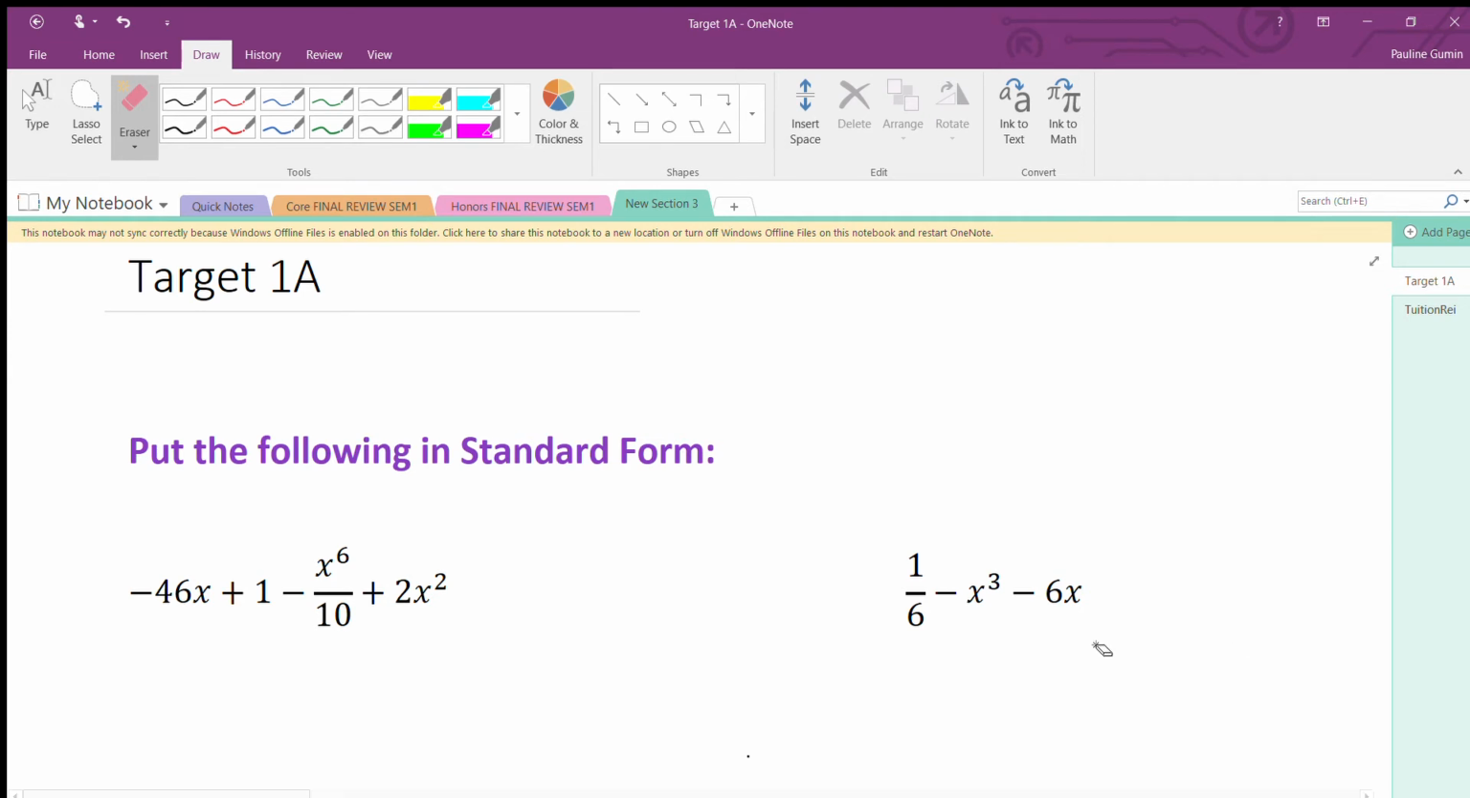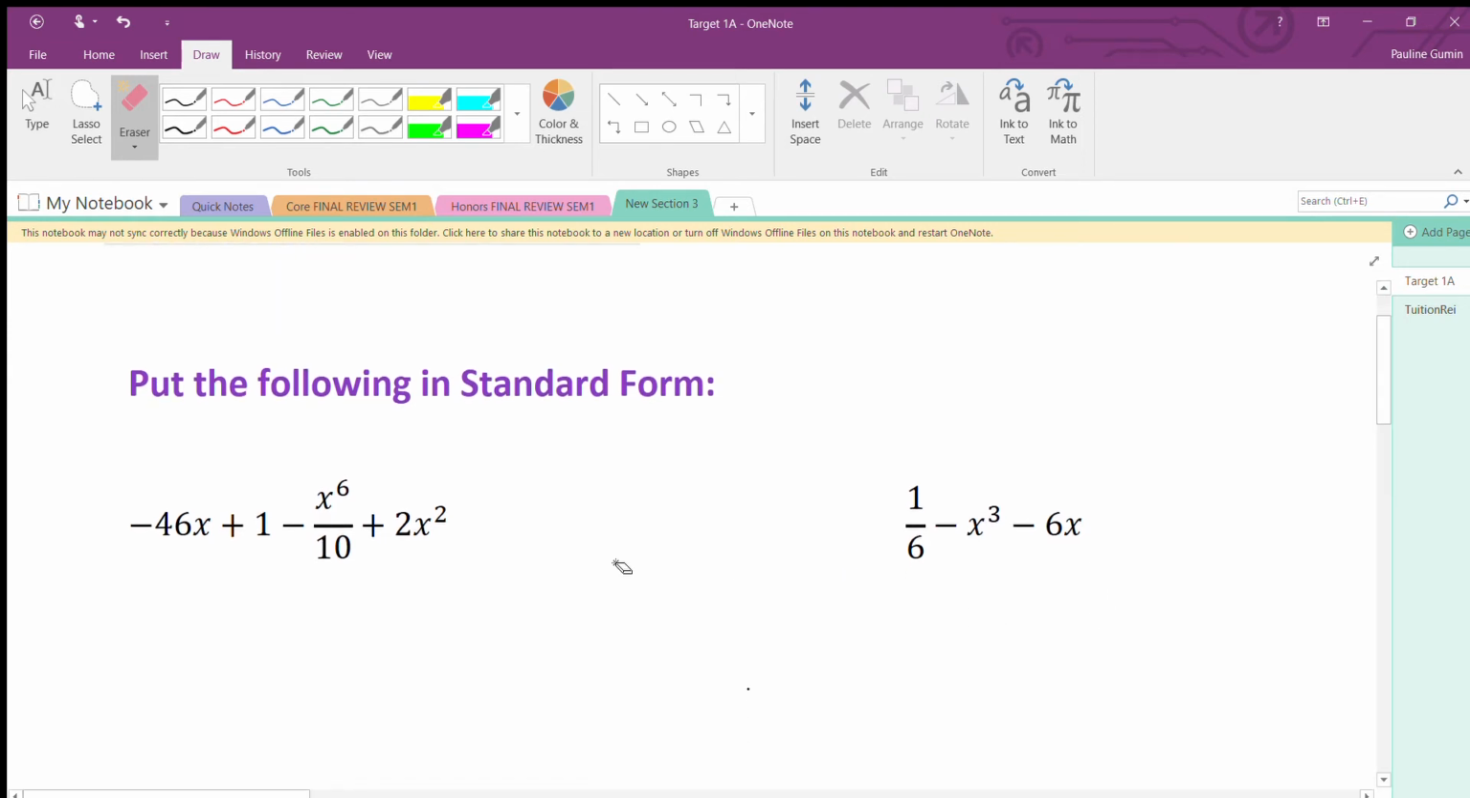Today we're going to go over Target 1A, just a quick overview of what we learned this whole time. Okay, the first thing that we talked about in Target 1A is following standard form. Now the way we did that is by organizing our polynomial from largest exponent to smallest. So let's do that. The largest exponent I see here is an x to the 6th. So that's the first thing that I write down.